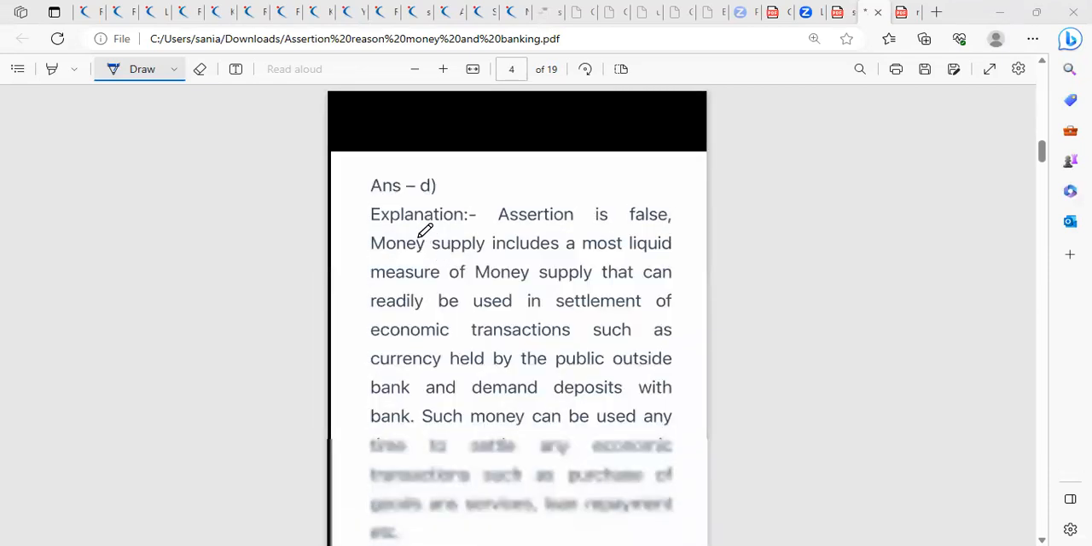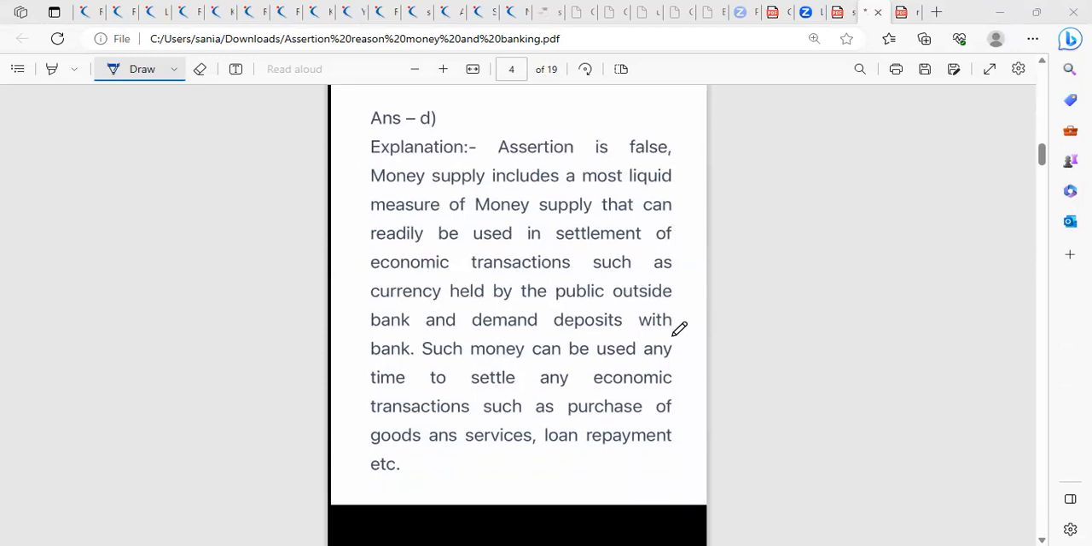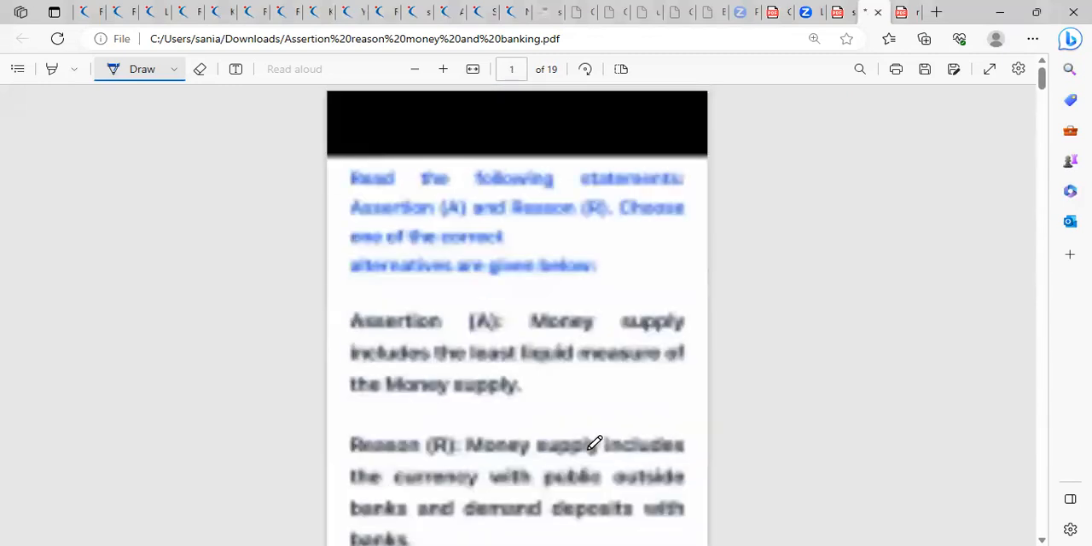So yes. As you know, the reason part is correct, right? So over here, assertion is false. Money supply includes the most liquid measure of money that can readily be used in settlement of economic transactions, such as currency held by the public outside the bank and demand deposit with the bank. Such money can be used anytime to settle any economic transaction, such as purchase of goods and services, loan repayment, etc. Right? So that's why assertion is false.